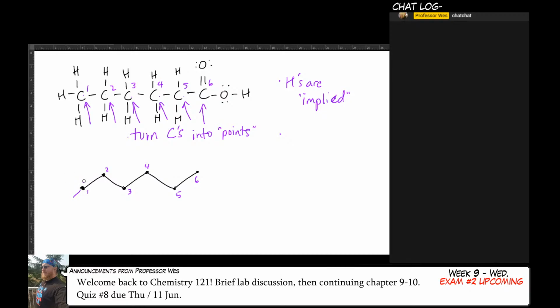They're implied. So whenever you see an end carbon right here, there's going to be 3 H's coming off of it. This second carbon right here, there's going to be 2 H's coming off of it. This one also 2, and so on and so forth. Anything that is not C or H is drawn. So I have this double bond O, so I'm going to go double bond O, single bond O.